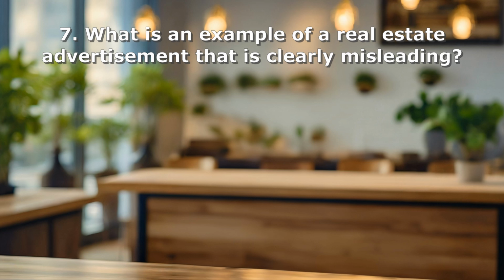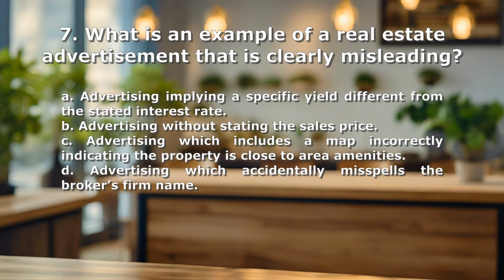Question number 7. What is an example of a real estate advertisement that is clearly misleading? A. Advertising implying a specific yield different from the stated interest rate. B. Advertising without stating the sales price. C. Advertising which includes a map incorrectly indicating the property is close to area amenities. D. Advertising which accidentally misspells the broker's firm name.